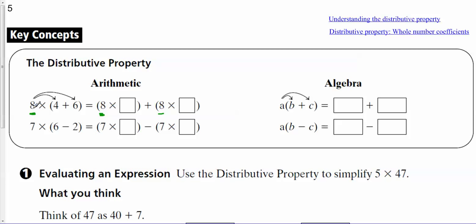So what I'm going to do is I'm going to distribute. So if I distribute something, I pass it out. So I'm passing the 8 to the 4. So here I'm going to go 8 times 4. And then I'm going to distribute the 8 to the 6. So I'm going to go 8 times 6.